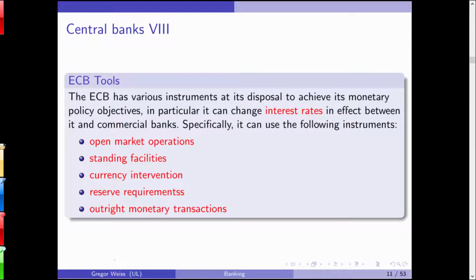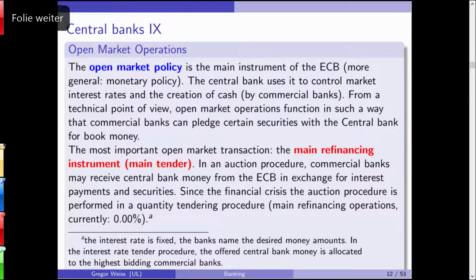The European Central Bank, just like any other central bank, has several tools at its disposal to control monetary policy, to control the amount of money that circulates in the economy. And these are not very specific to the European Central Bank, but these are the standard tools of any central bank. They are usually open market transactions, standing facilities, currency interventions, reserve requirements, and this is new, outright monetary transactions, the OMT, decision of the European Central Bank.